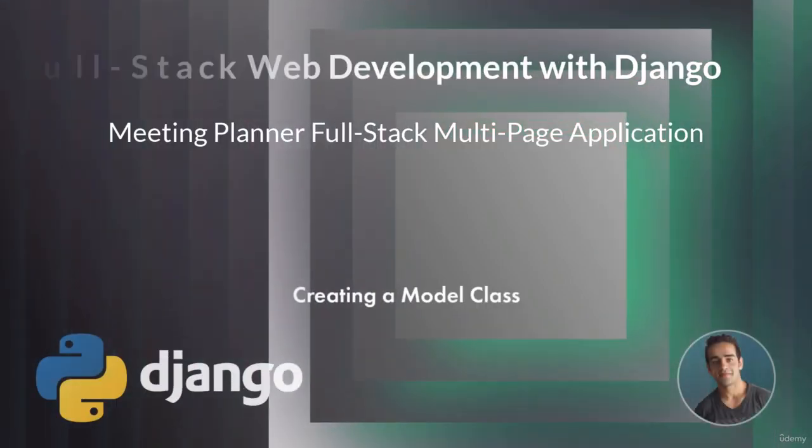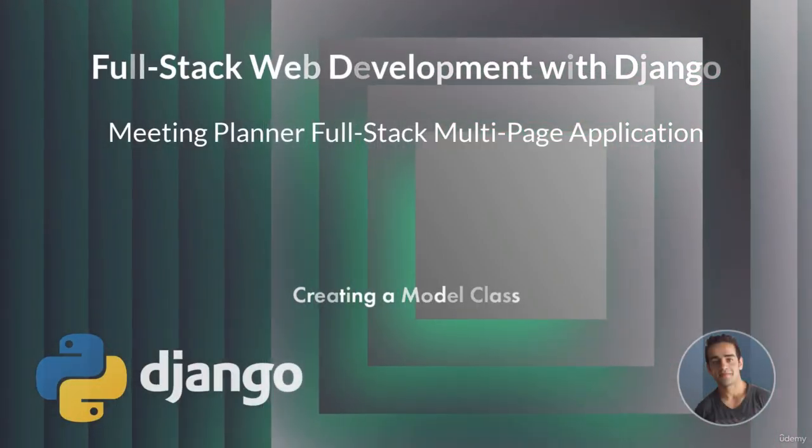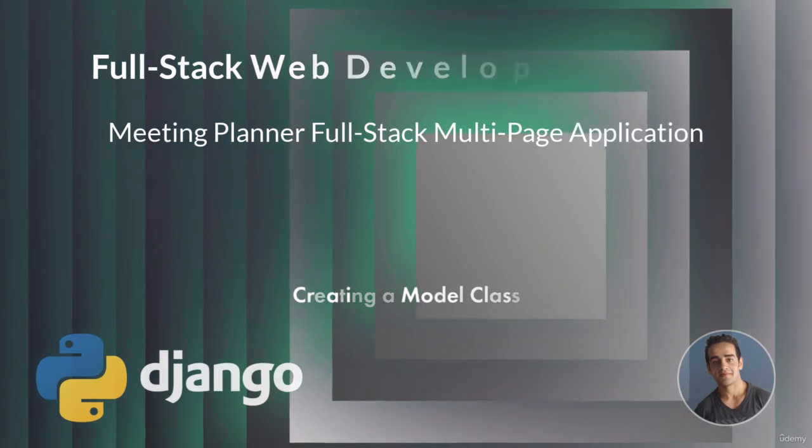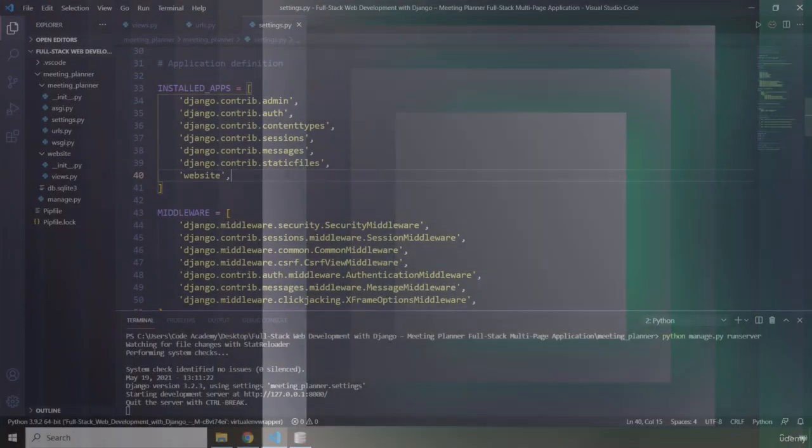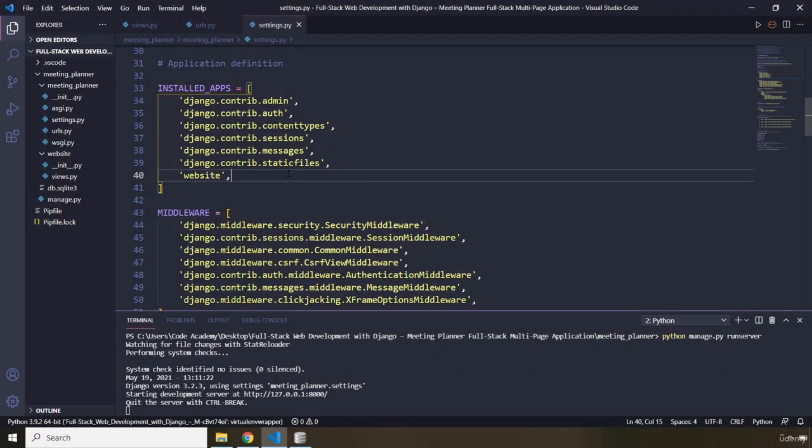Hi everyone, in this lecture we're going to create a model class representing a meeting for our meeting planner. But first we need to create a Django app, and we group related components into apps. The first app we created contained a simple text.